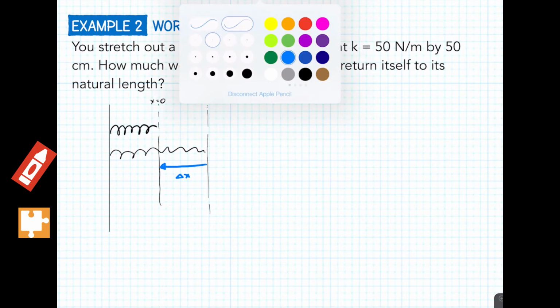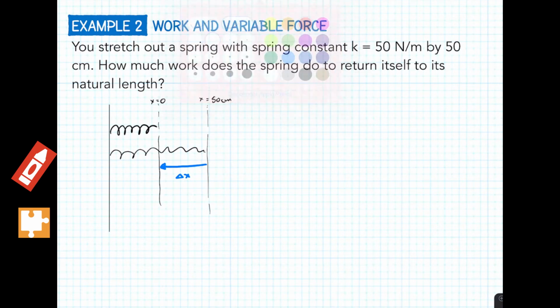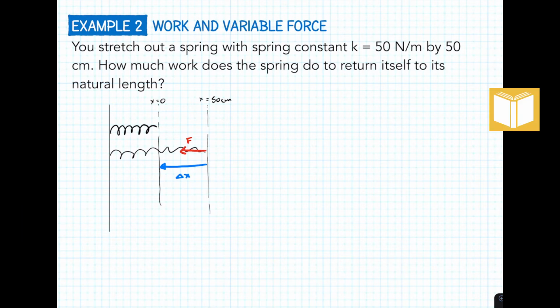Which way does our force point? The opposite direction. This way. So over here, it's pointing this way, right? And as it gets back to equilibrium length, the force should get smaller and smaller, but we're only going to draw it this one time. But you'll notice this is a variable force, right? Because as x gets smaller, force also gets smaller.